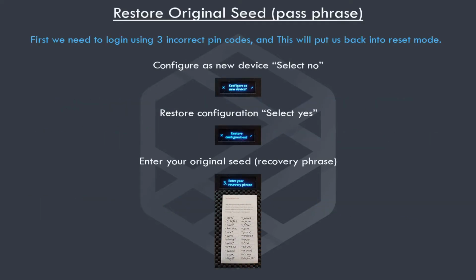As we did creating a new seed, we need to initiate a reset by logging into our ledger with 3 incorrect PIN codes. Follow the prompts, then select the X for Configure as New Device. This is so we can restore an old seed. Next, make sure to select the check mark for Restore Configuration. You will now need to enter your original seed to restore.